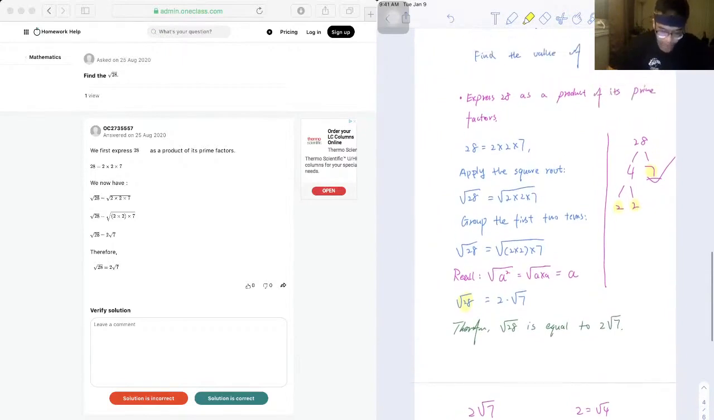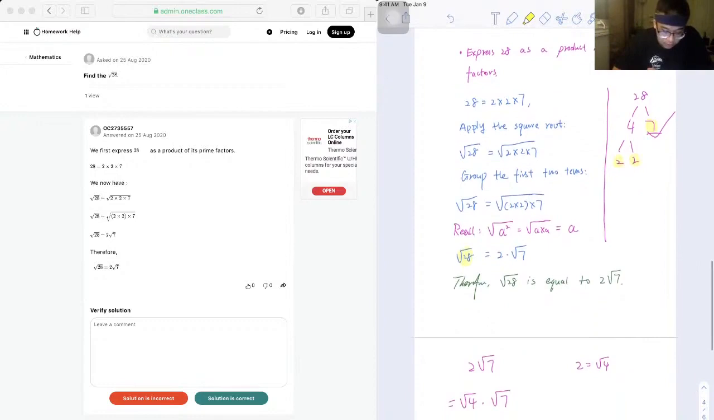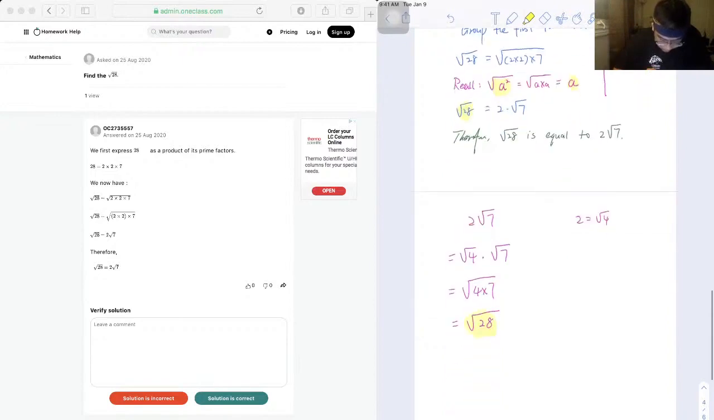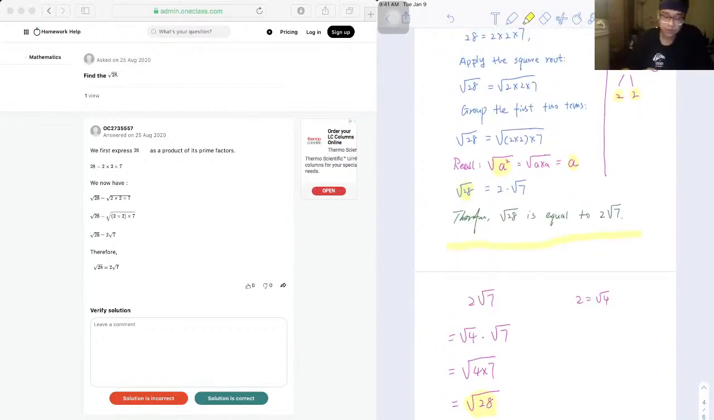So just remember, whenever you come across a question like this, always think about representing the number as a product of its prime factors, and apply the square root and try to find the a squared terms, because whenever we take the square root of a squared, it's going to be equal to a itself, so we can take that out from the square root. And you can also check your answer at the end.